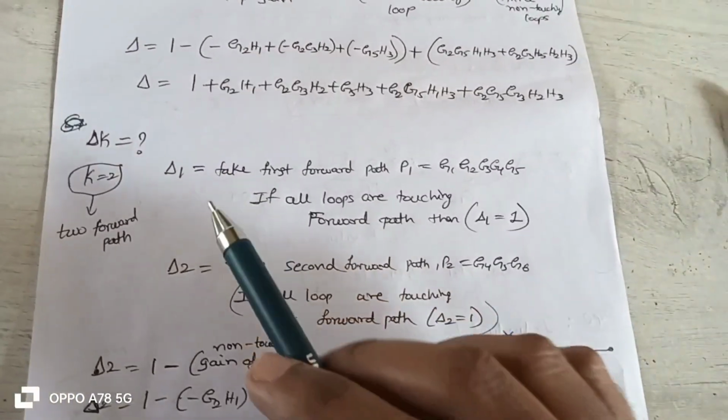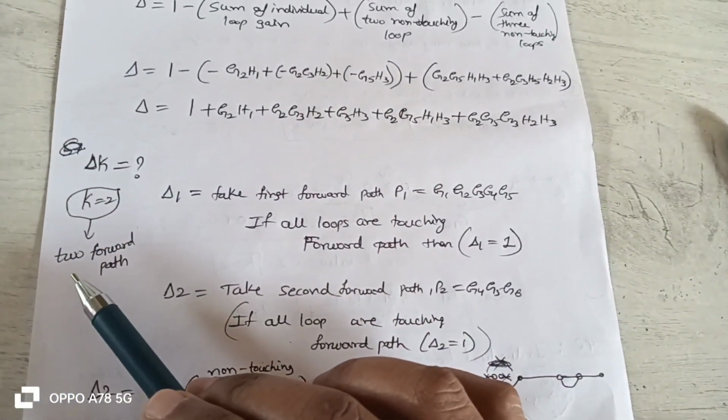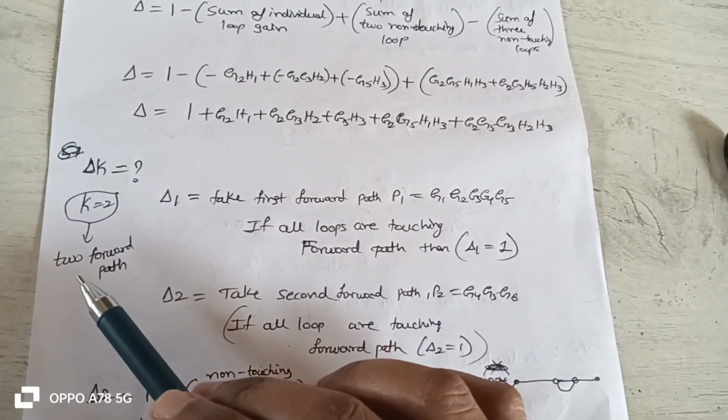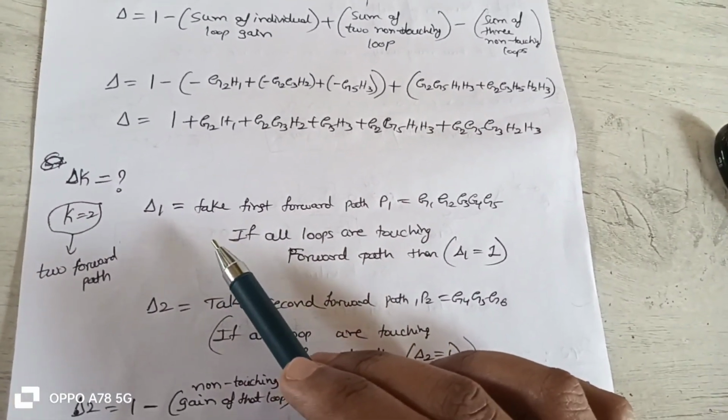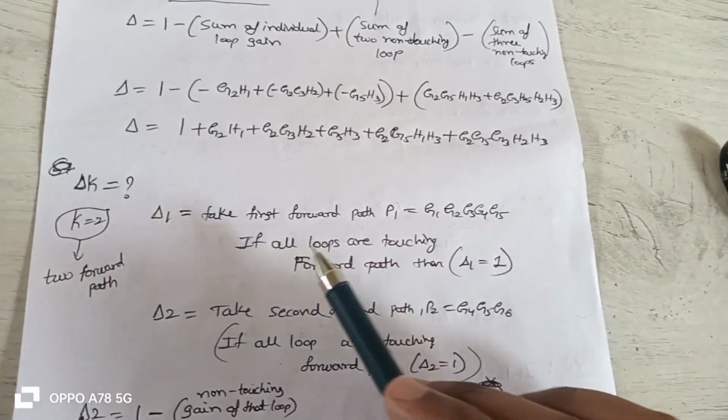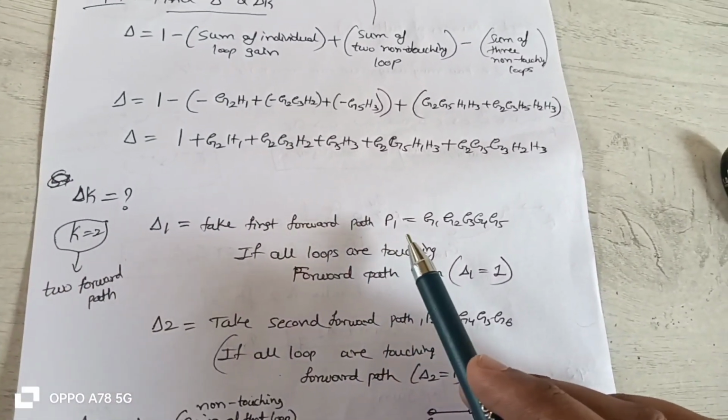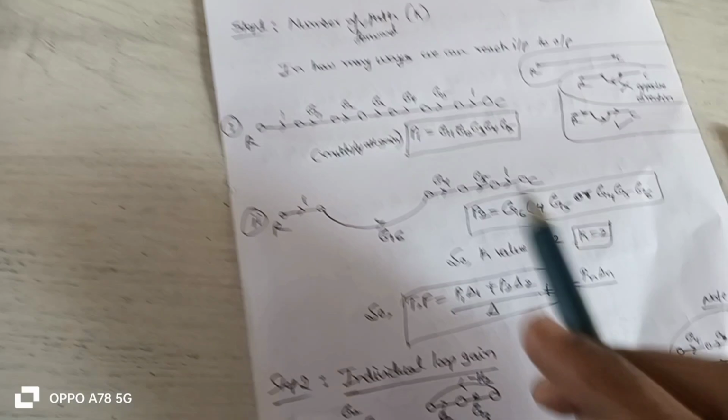Now let's find delta k. We found that we have two forward paths, that is, two ways you can travel from input to output, so k is equal to 2. For delta k, you need to find delta 1. How will you find delta 1? Take the first forward path, that is P1.